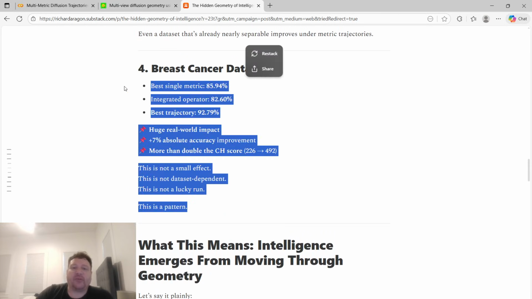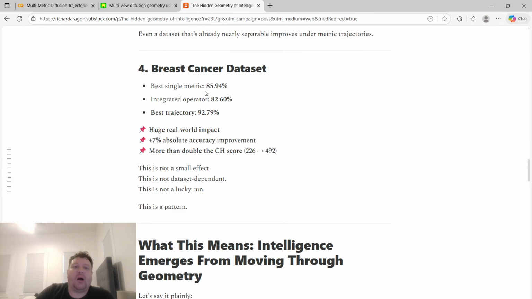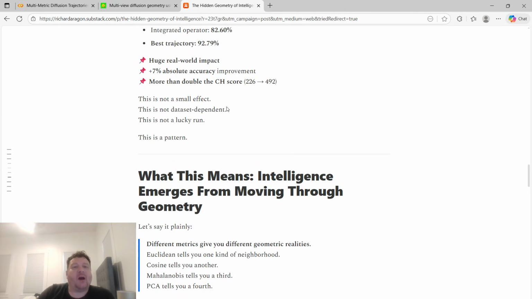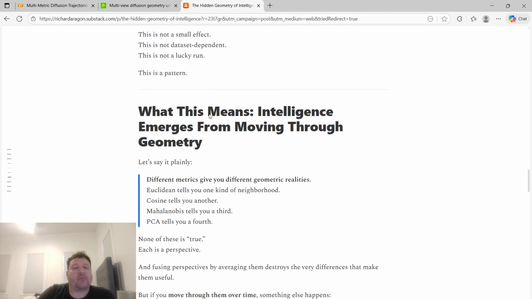And then breast cancer is the biggest win to me overall, because the baseline metric is 85, and then we get it to 92, so huge real world impact, plus 7% absolute accuracy improvement, and more than double the CH score. So this isn't a small effect. This is not data set dependent. This isn't lucky runs. This is a pattern all throughout, right? Four different data sets all showing improvement utilizing this method overall, which is essentially, again, just measuring the same data set utilizing different ways of measurement, and then combining those different ways of measurement in a unique way.